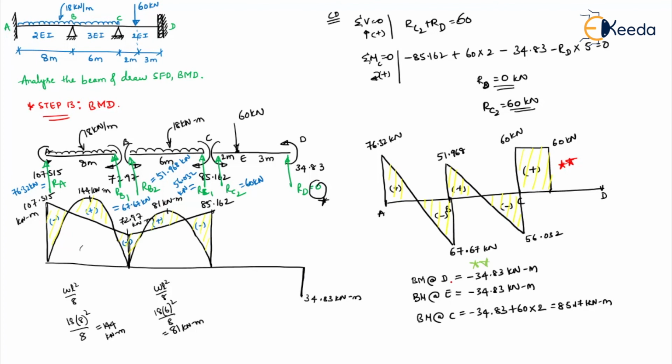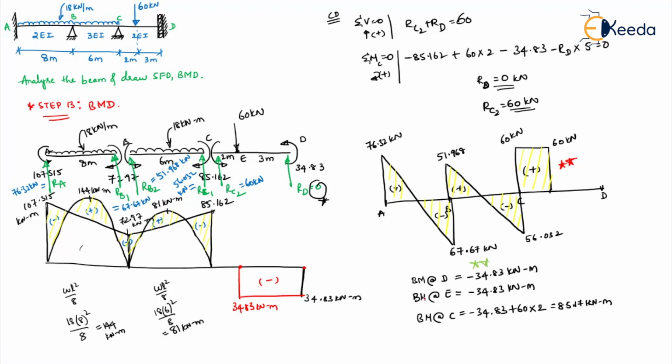See here at D it is how much? Minus 34.83. So I put it in the same way. Below this load, here is your loading. At this point also, what is the moment? Minus 34.83 only, right? So from here to here it is constant. Wherever you take the moment here it will be 34.83 because there is no other reaction. So this will be a negative value, right?